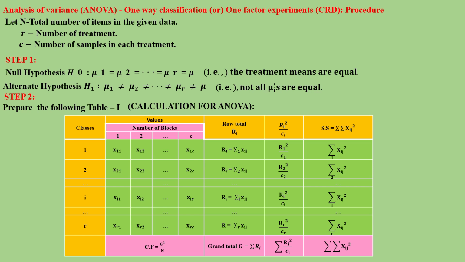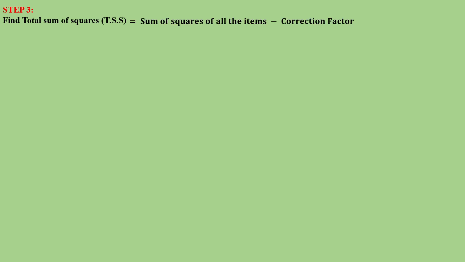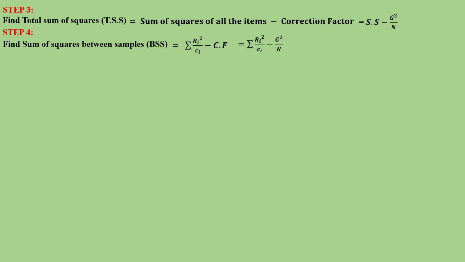Then you find the CF. CF means correction factor, which is equal to G square by n, right? Correction factor CF is G square by n. S.S. means sum of squares. Then find the total sum of squares, TSS: the sum of squares of all items minus the correction factor, right? Step 4: find the sum of squares between the samples. That is sigma Ri square by Ci minus CF, right?